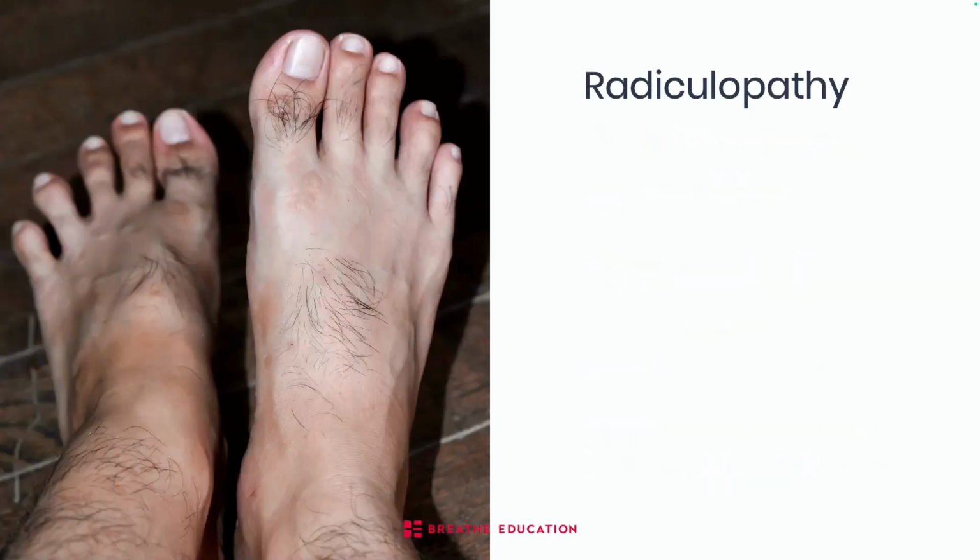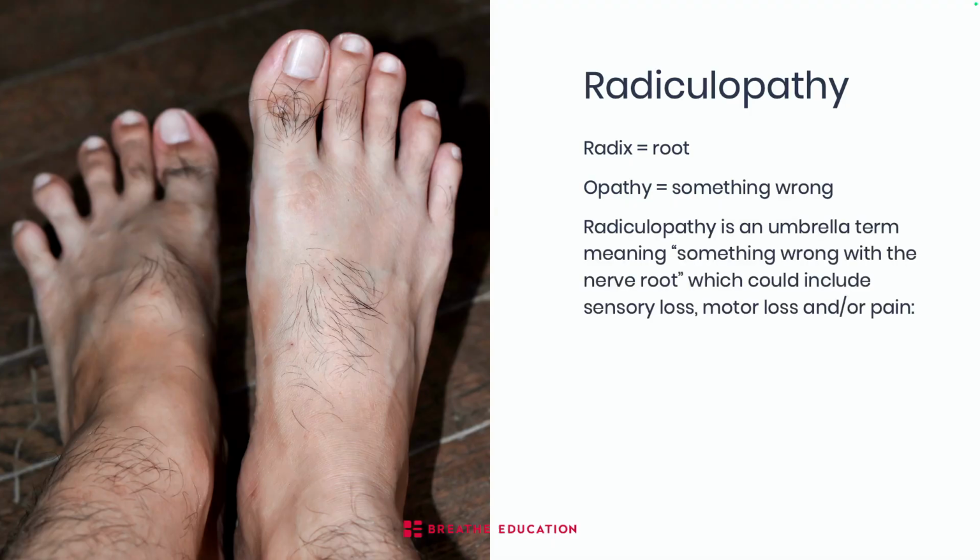Right, so then we have radiculopathy. And just looking at the word, radiculopathy just means something wrong with the nerve root. And therefore, it's just an umbrella term that means something wrong with the nerve root. Okay, lots of things can go wrong with the nerve root. So all of those things collectively are referred to as radiculopathy. So radicular pain is a radiculopathy. Right? It's just one form of radiculopathy.